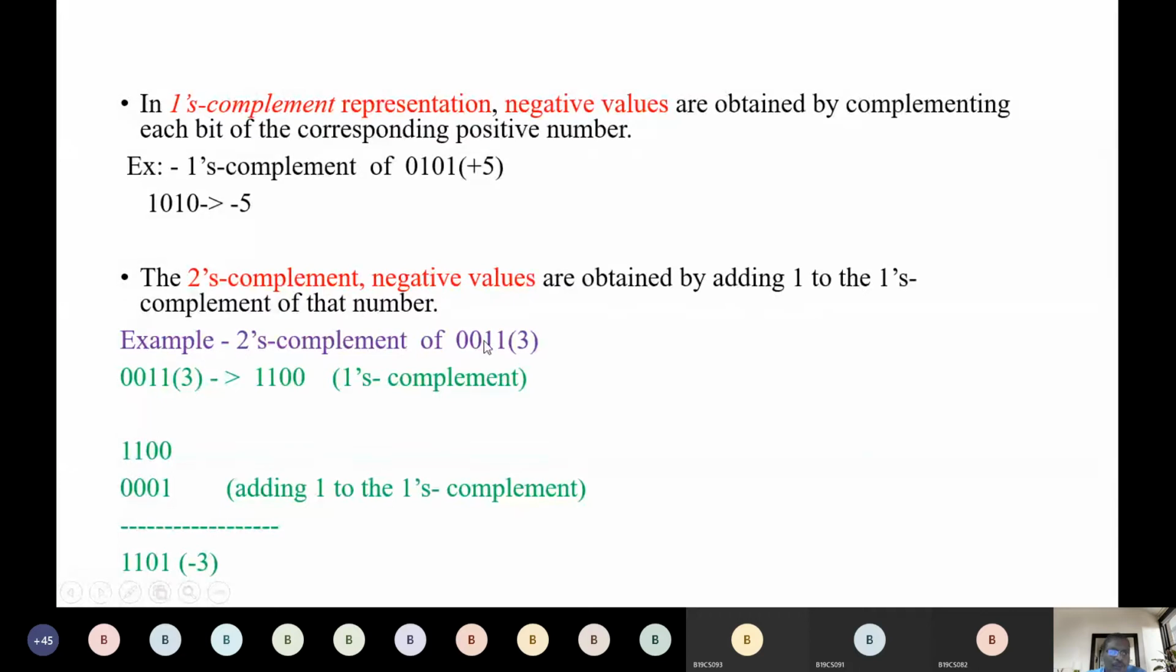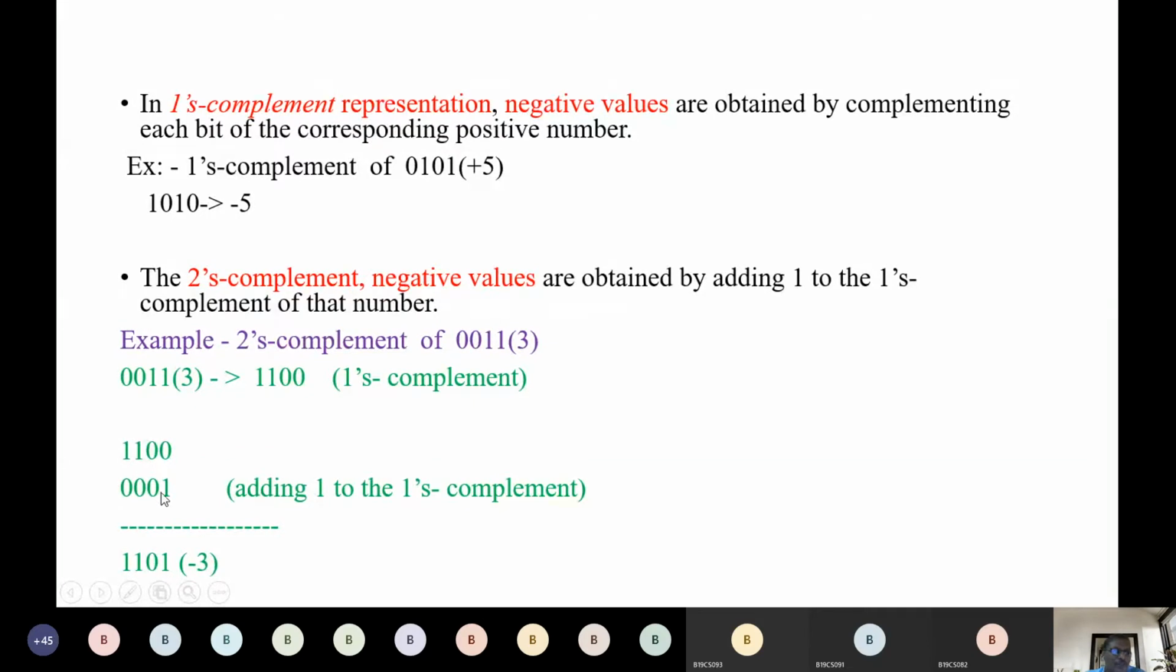So first we will calculate the 1's complement. For example, for the 2's complement, we will take the actual binary format number 3. It is represented as 0, 0, 1, 1. First we'll calculate the complement of this one. Instead of zeros, we get 1, 1, and instead of 1, 1, we have 0, 0. So we get the 1's complement first, and for this 1's complement we add 1.